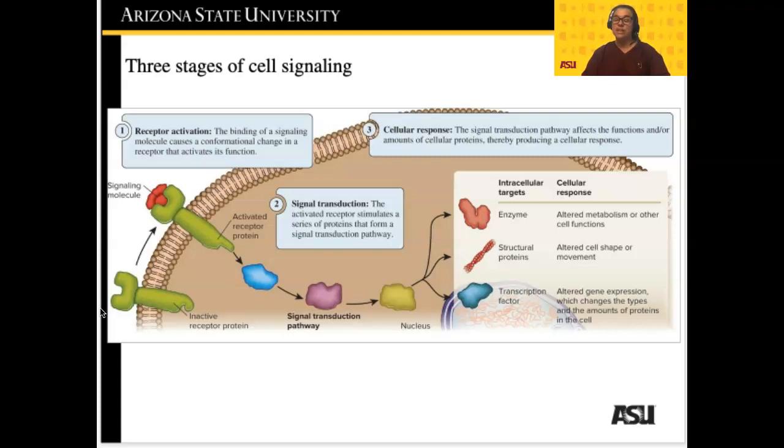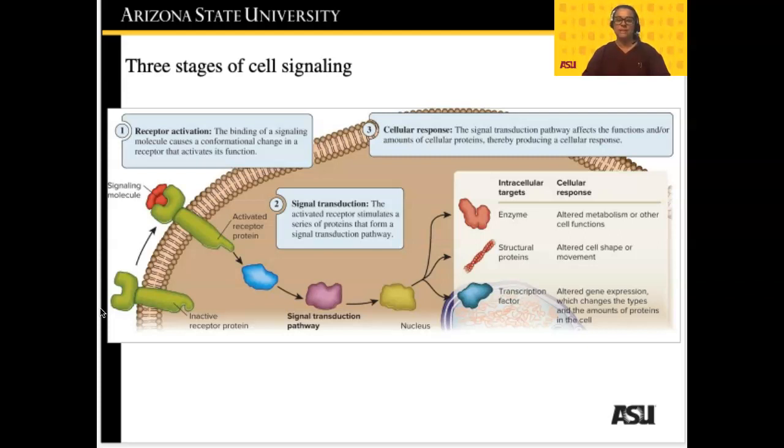Next, the signal is transduced, or converted, into a different signal targeted inside the cell. A series of proteins undergoing these changes from the signal transduction pathway can produce intracellular, or within the cell, signals. Finally, the cell responds by altering the targeted proteins.